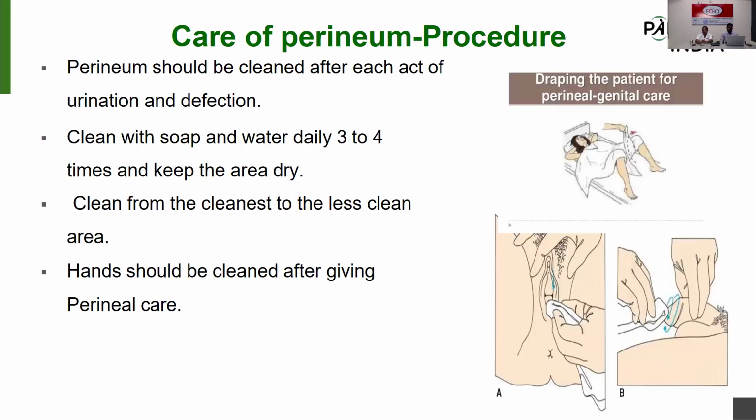Care of the perineum. How will we care for the perineum? The perineum should be cleaned after each act of urination and defecation. Clean with soap and water daily 3 to 4 times and keep the area dry. Clean from the cleanest to the least clean area, that is, from upper to lower part. Also, hands should be clean before giving perineal care, right?